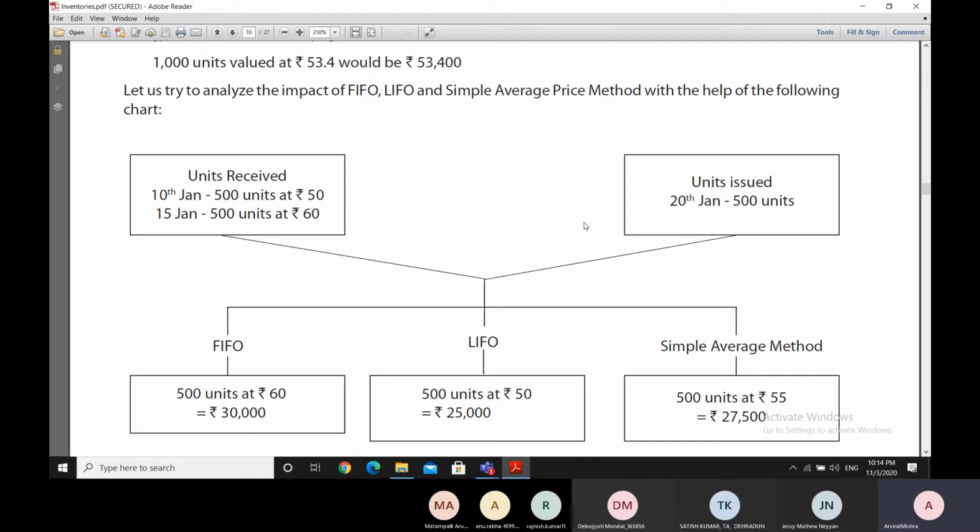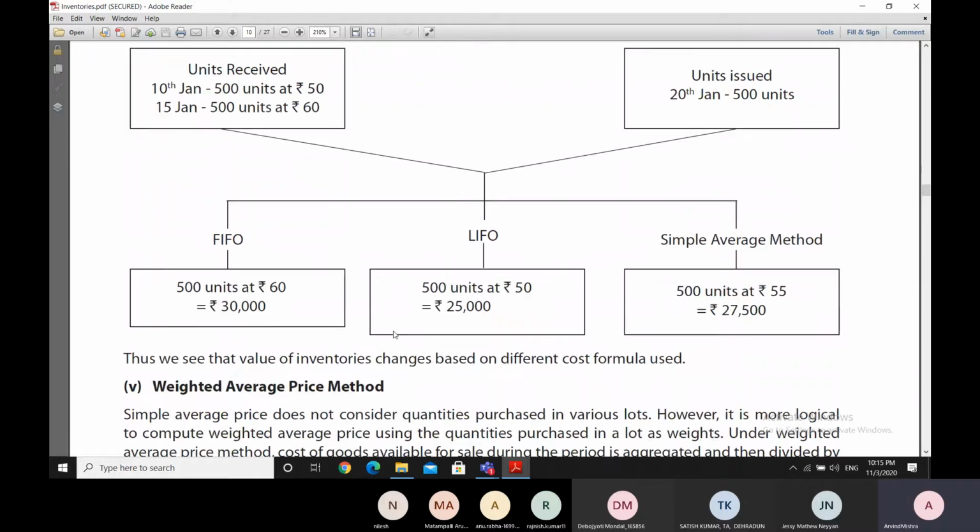So in this particular example, although it is not a very complex example, it is a simplistic example, still we are getting some hang of what is happening here. In the Fifo method, we are getting an overvaluation. In the Lifo method, we are getting an undervaluation. But it will not always be an overvaluation or an undervaluation, because prices can go up or prices can come down also. And the simple average method is giving a valuation which is in between the two. So the simple average method also looks like a reasonable valuation method for inventory.